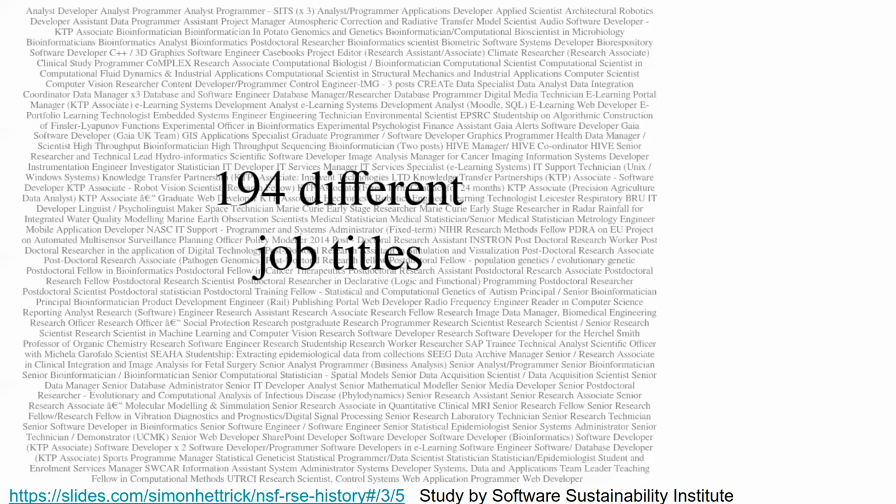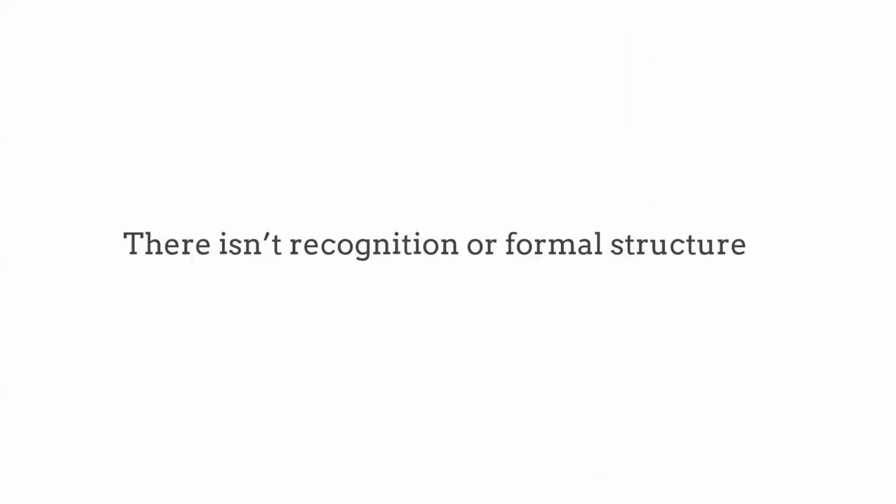And actually they did a study in the UK where they looked at 10,000 job advertisements. Of those 10,000, they found 400 that were RSE related. And get this, 194, almost 200 or half of them, had different job titles. So this is just an attestation that there are people out there doing research software engineering, but they are not united by a title. And this is the first problem that I want to bring up. There isn't recognition or formal structure for the role.